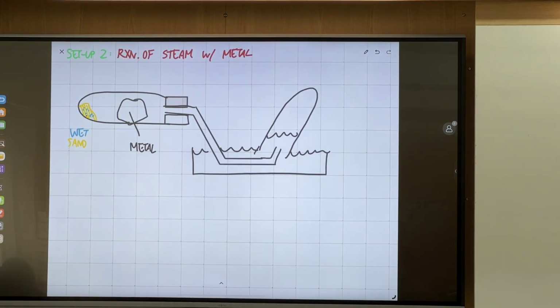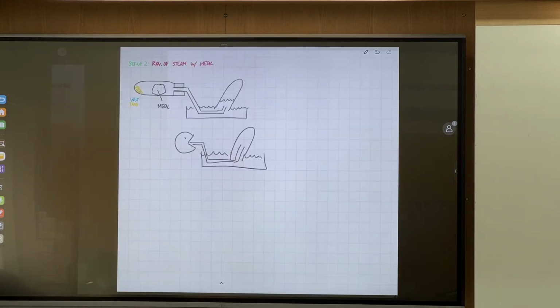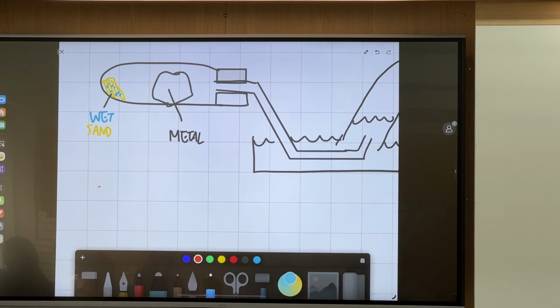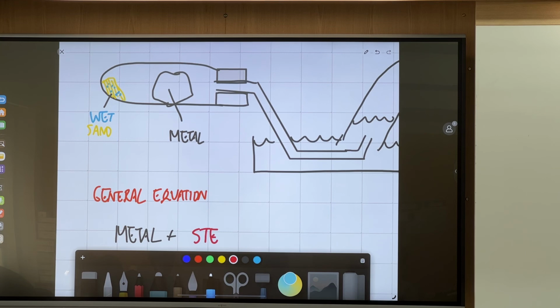Put down this one answer first. I wanted to note down the general equation. So the general equation here is metal plus steam. So where does the steam come from?